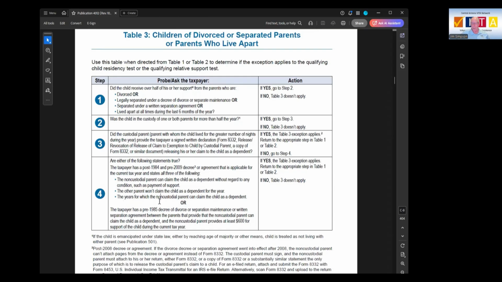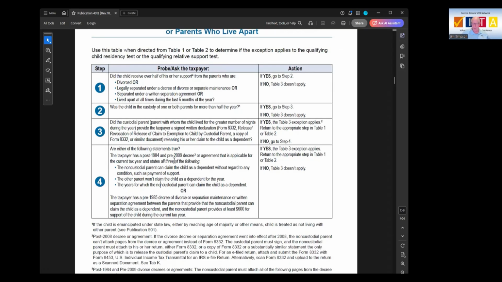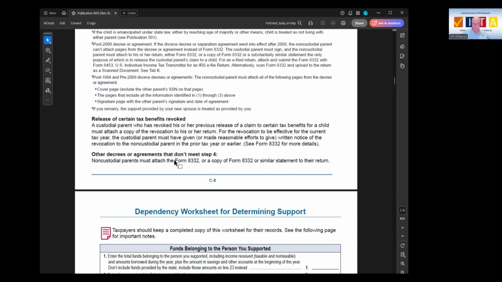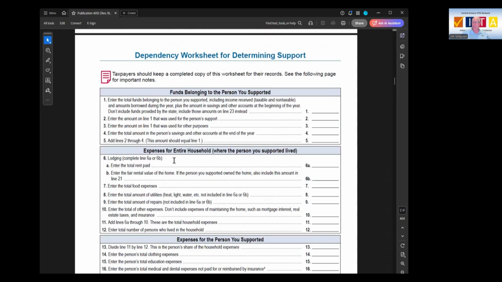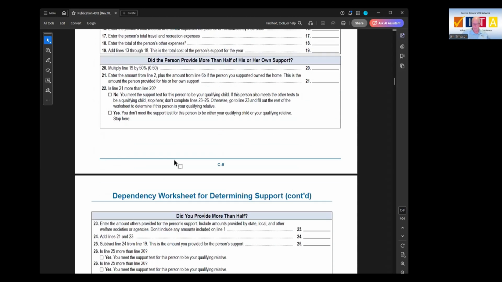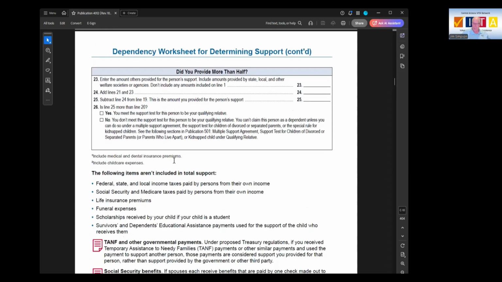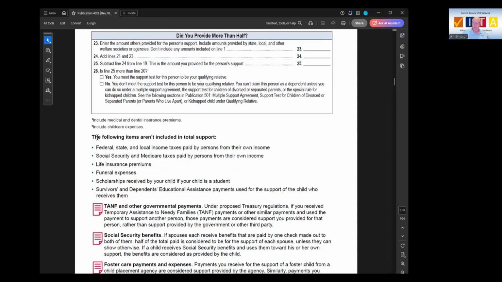What I want to make you aware of is, if you've got a taxpayer who says, oh yeah, I've always claimed this person, and no, I never had to file this Form 8332, get the site coordinator involved. Let's just make sure we're doing this right. I'll leave it to you to read through this if you're curious. Here's that worksheet for determining support. It's kind of complicated, but these are the things I would review.